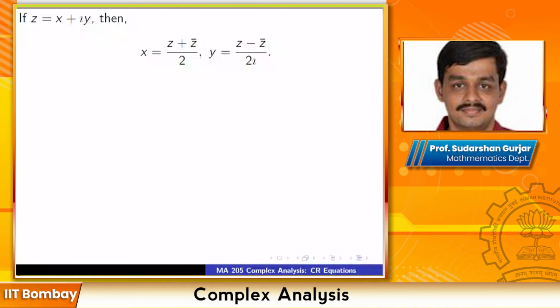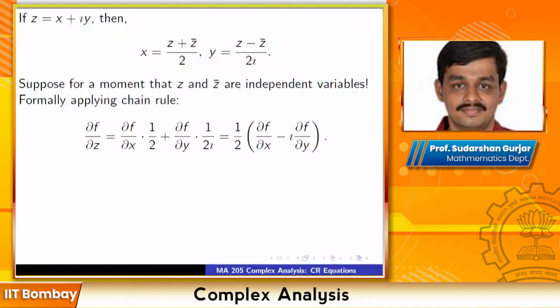So if z is equal to x plus iy, then write x as (z plus z bar) by 2 and y as (z minus z bar) upon 2i. So let's write x and y in terms of z and z bar. And suppose for a moment, let's pretend that z and z bar are independent variables. So I'll formally apply the chain rule. I can think of f as a function of x and y. X and y are now functions of z and z bar. So I can apply the chain rule.